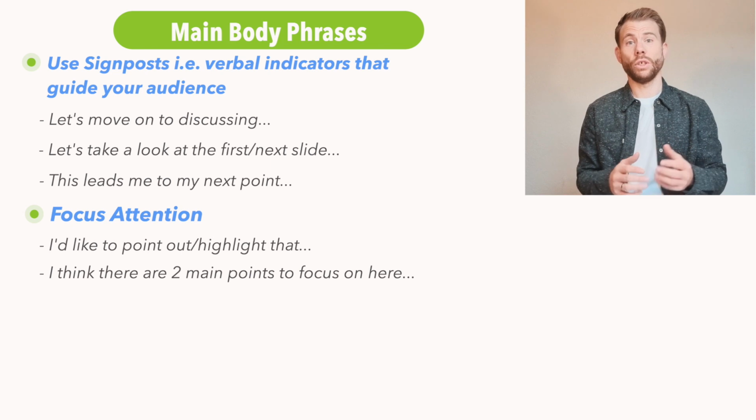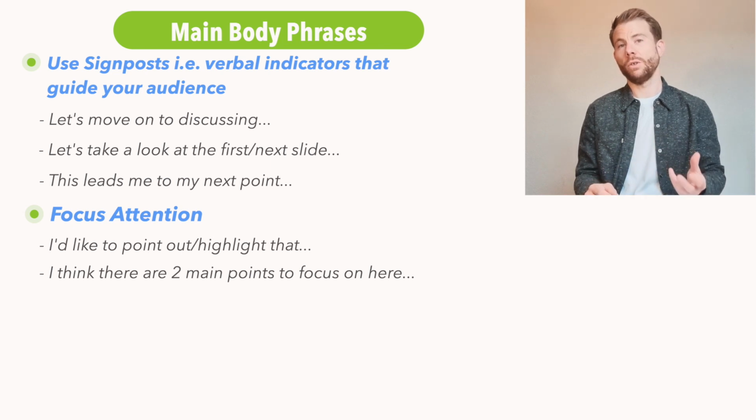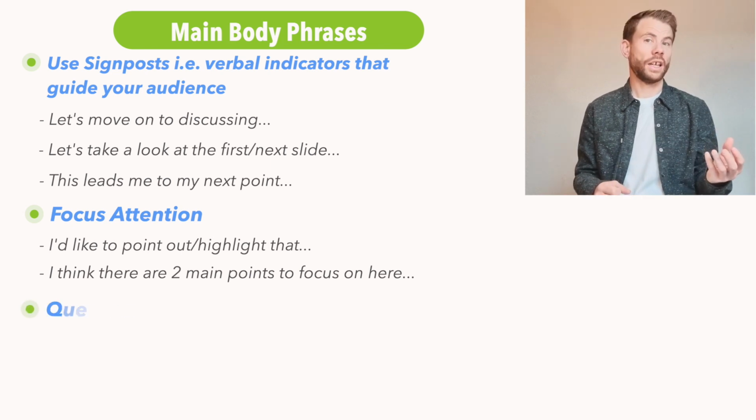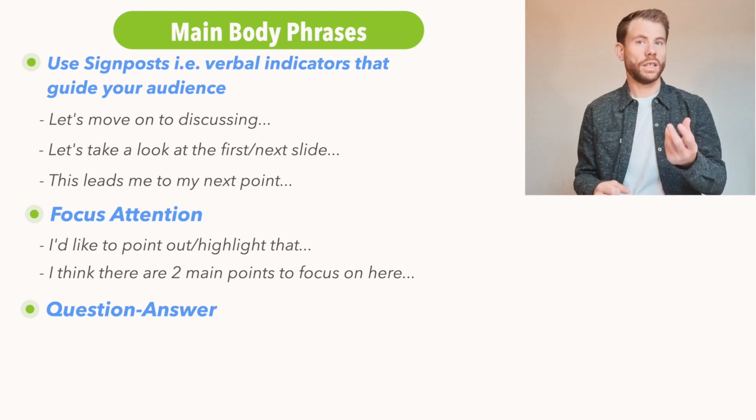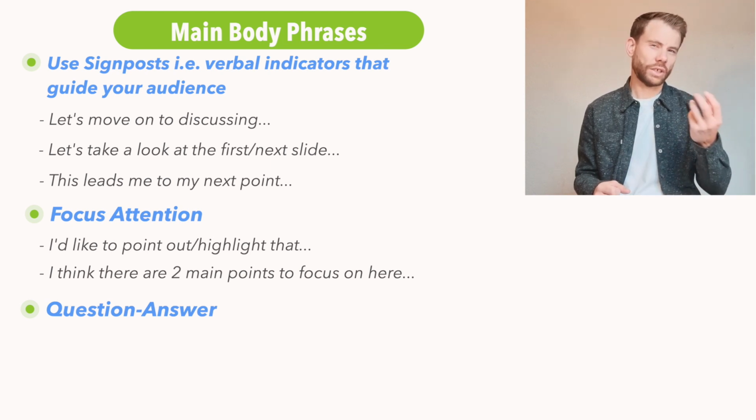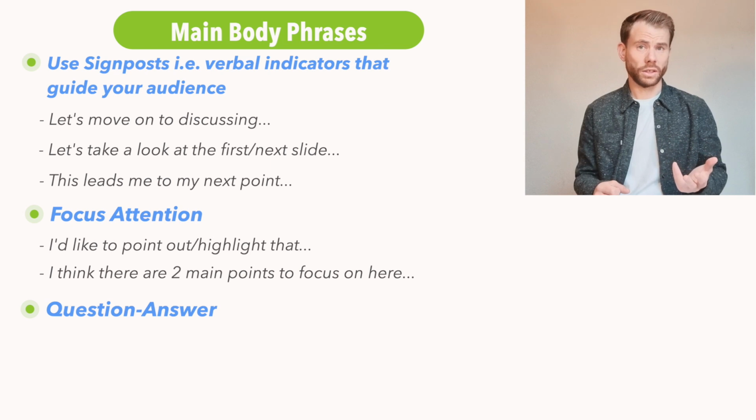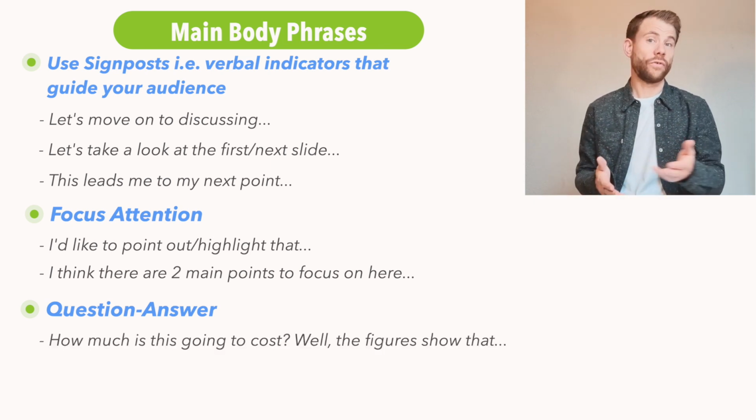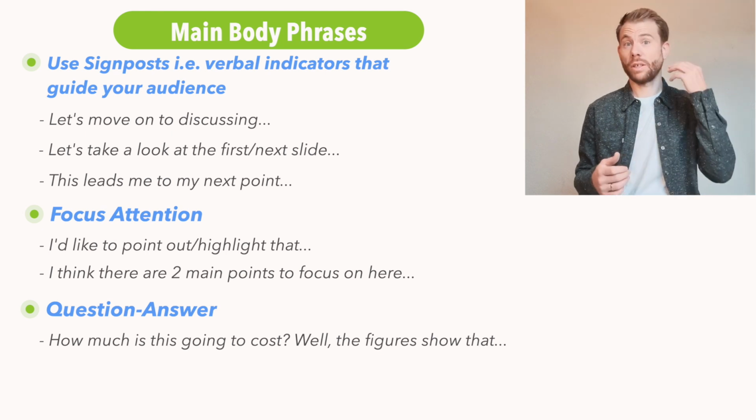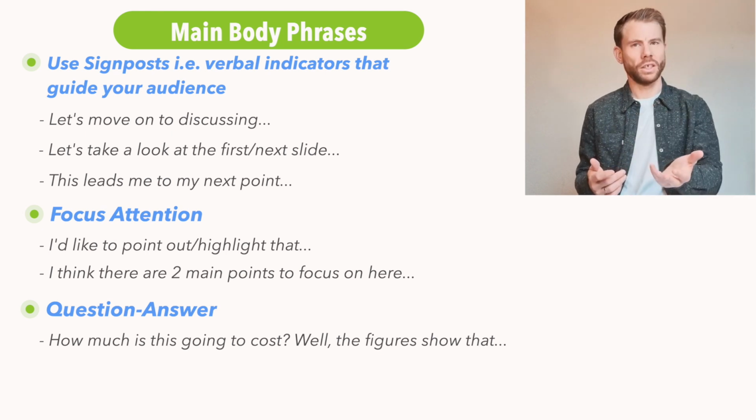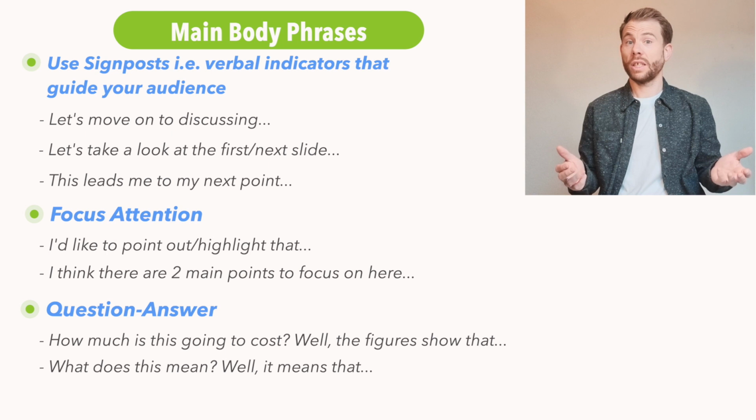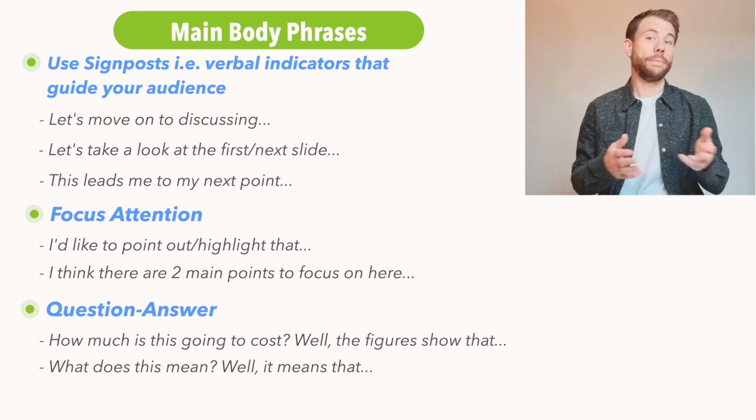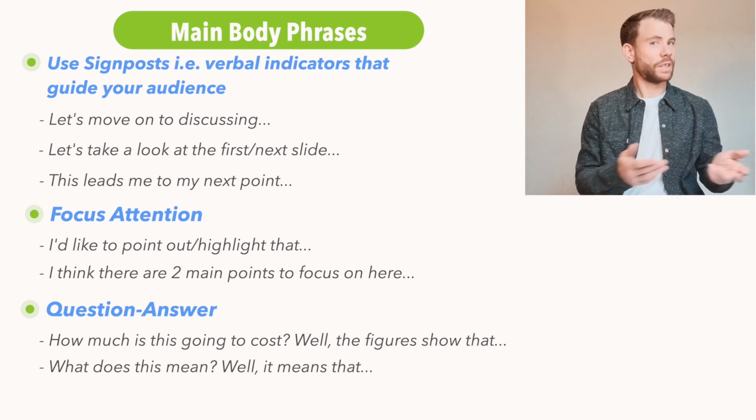Another technique which I find personally very useful is to ask a question and then answer the question yourself. The objective here is to really attract the attention of your audience and to get them actively thinking instead of just passively listening. For example, how much is this going to cost? Well, the figures show that. So you get them to think themselves, but then you provide the answer directly. Or, what does this mean? Well, it means that. Similar idea.